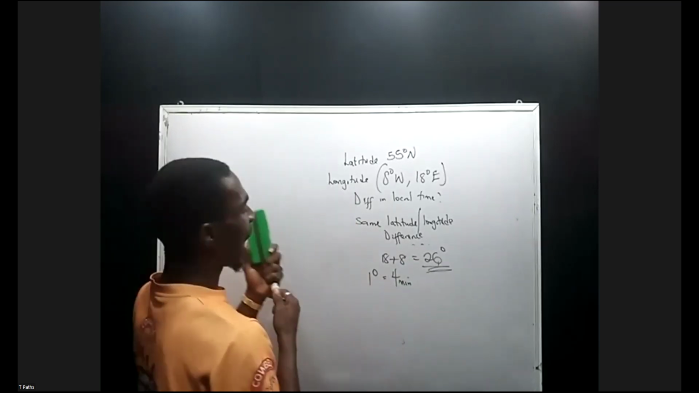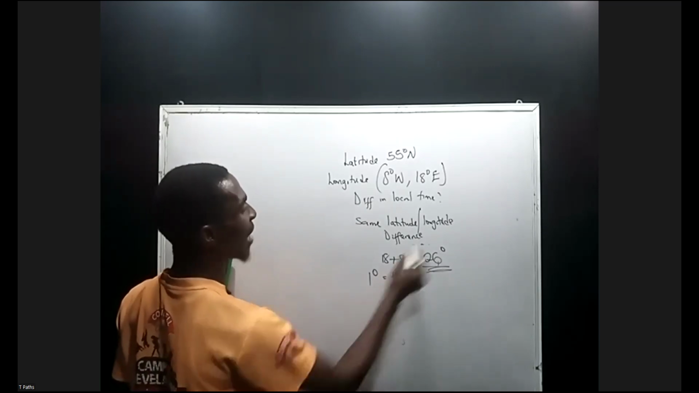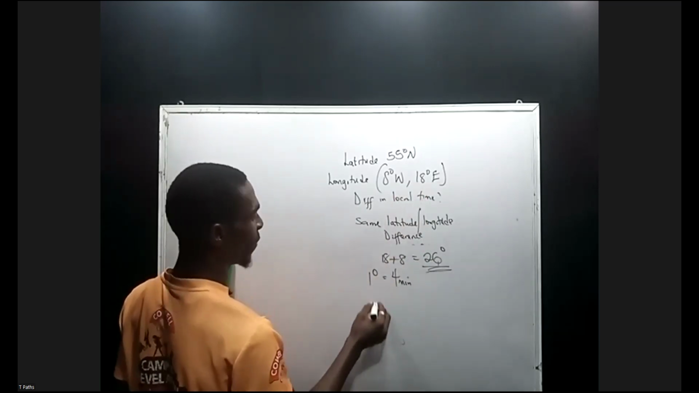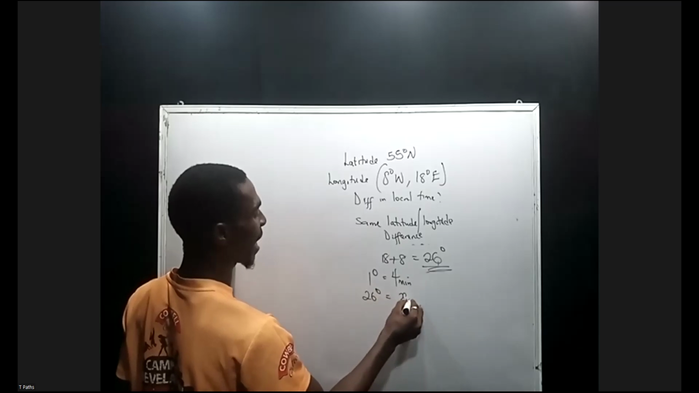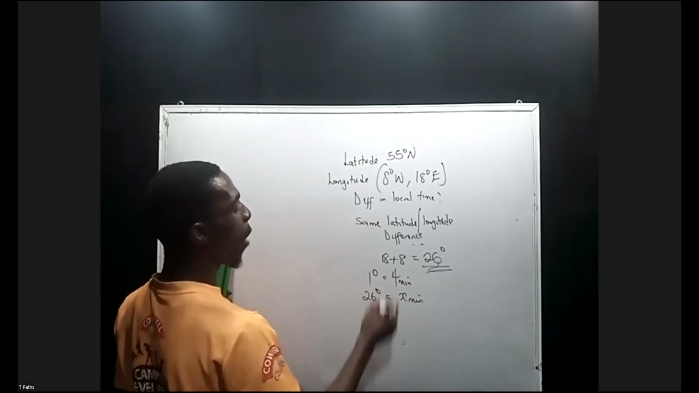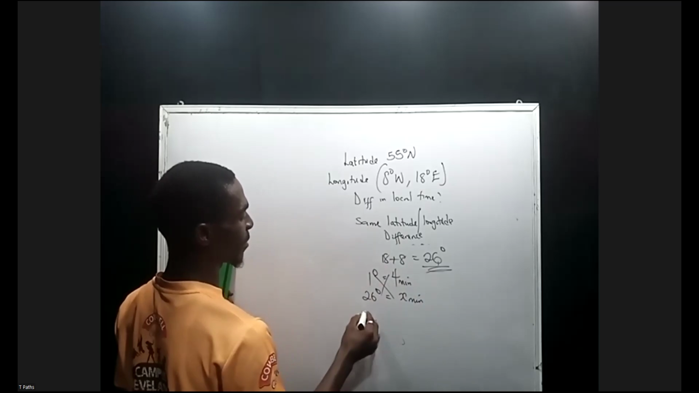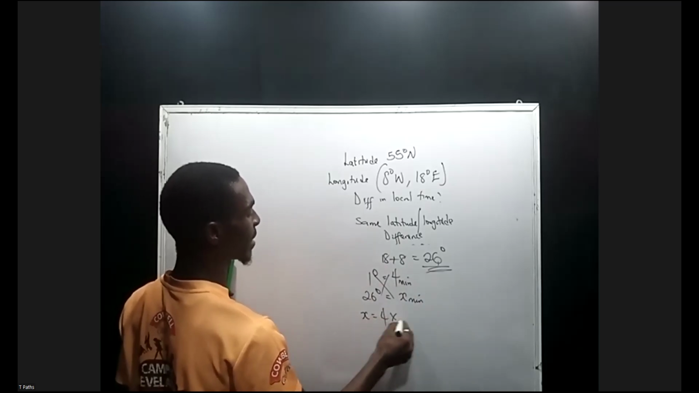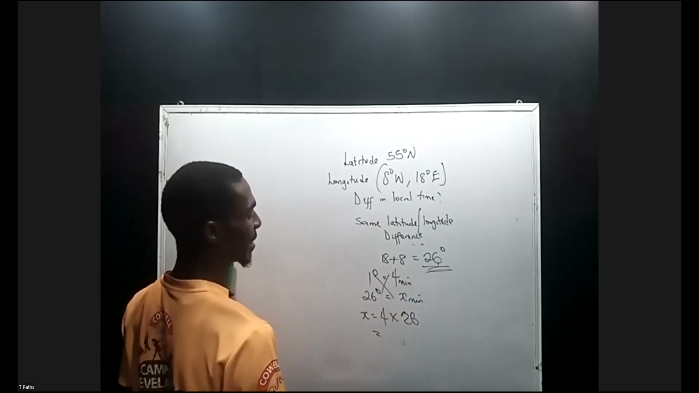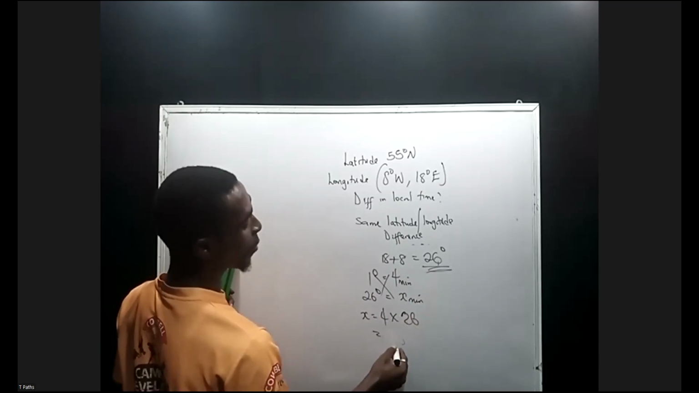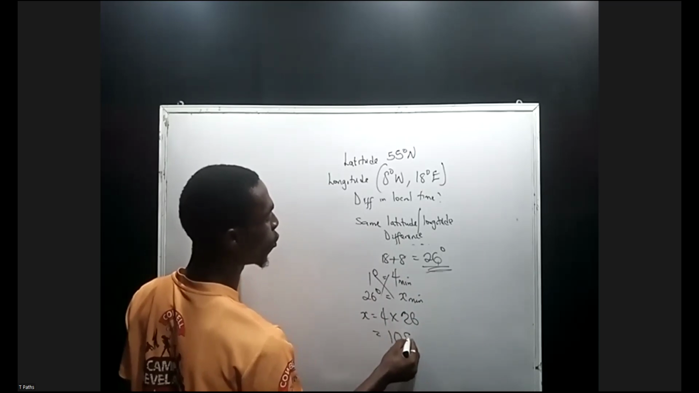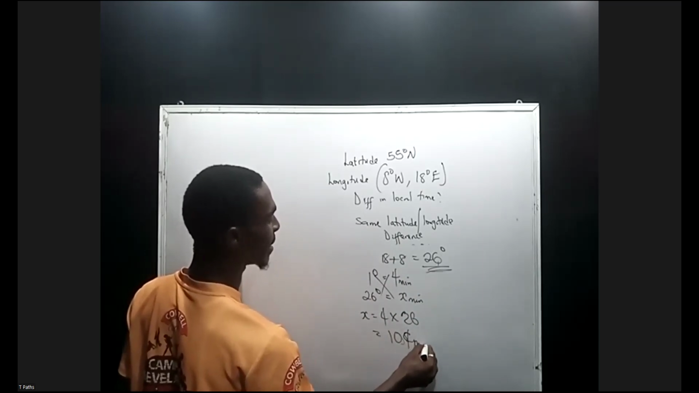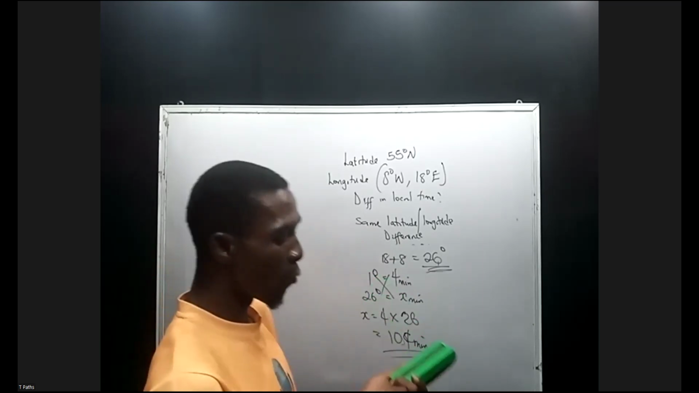So how many minutes do we have as the local time difference between these two places? That means 26 degrees equals x minutes. What will be the value of our x? Then you cross multiply: x equals 4 times 26. The final answer: 4 times 6 is 24, 4 times 2 is 8. That is 104 minutes. Do we have 104 minutes in the options?